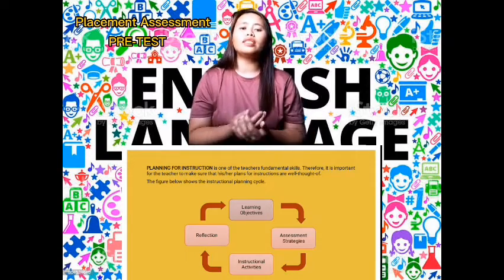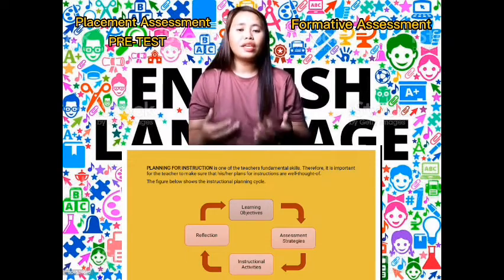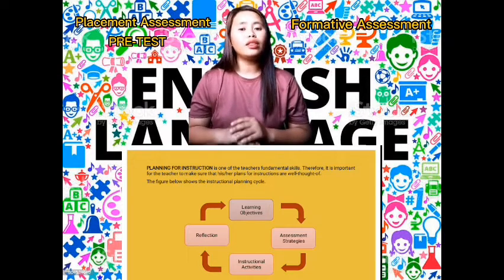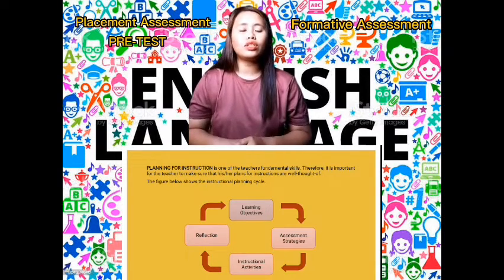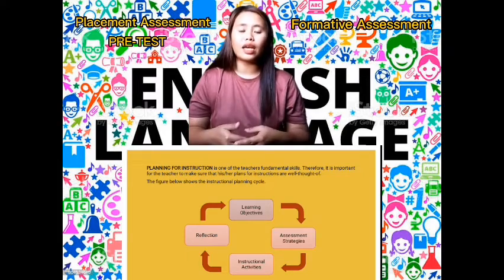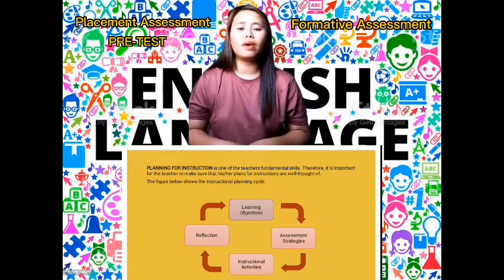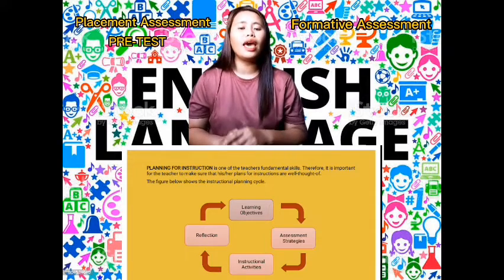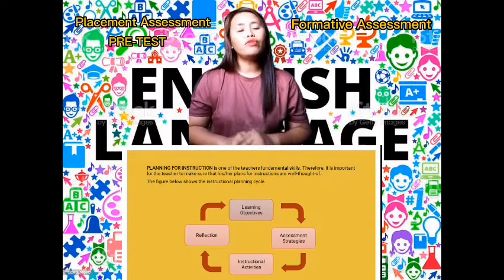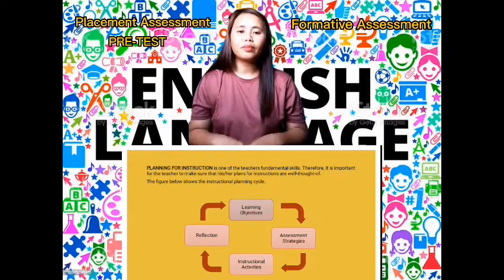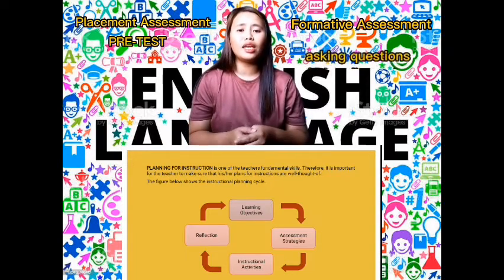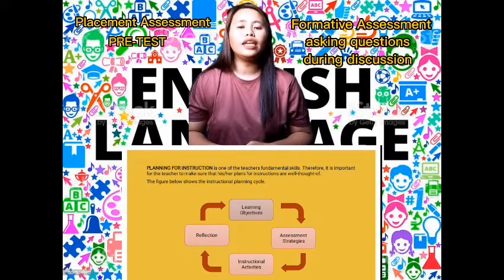Another example is the formative assessment. This assessment is done during the instruction for the teachers to assess learners' understanding. By this, it allows the teachers to make adjustments to their instructional process and strategies to facilitate learning. The example for this is asking questions during the discussion.